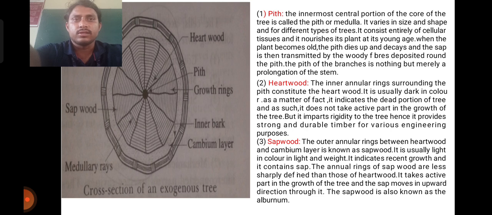The third step is sapwood. Sapwood is the outer annular rings. There is a difference between hardwood and sapwood. Hardwood indicates the inner annular rings, whereas sapwood indicates the outer annular rings between the hardwood and the cambium layer. The cambium layer is visible in the diagram, and sapwood is indicated in the diagram. So the outer annular rings between the hardwood and cambium layer are known as sapwood. It is light in color and lightweight. It indicates the recent growth it contains. So that is the portion of sapwood.